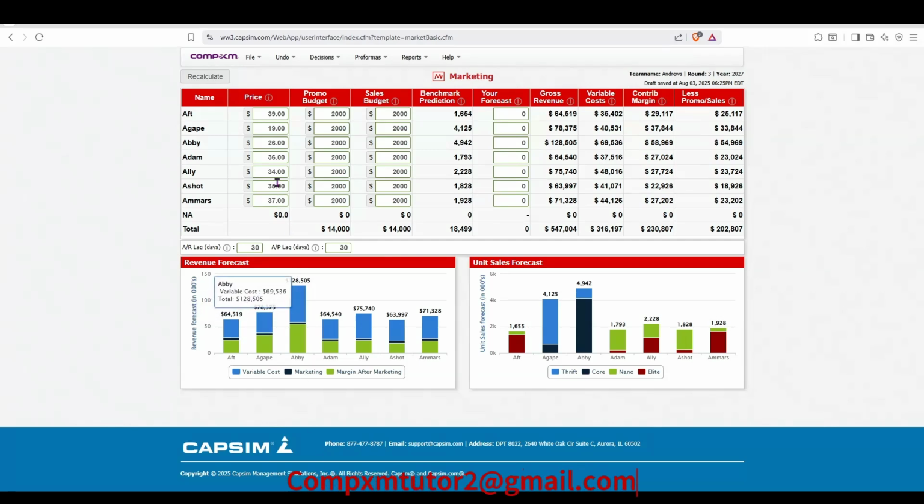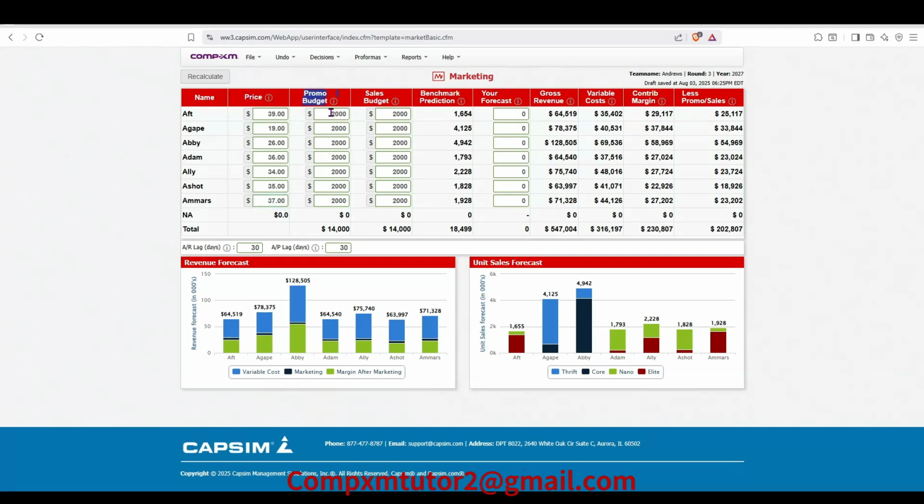Next is actually the marketing department. And under the marketing department, you're talking about the price, the promo budget, the sales budget, and the forecast part. So for the pricing of the products, I decided to maintain almost all our prices. I introduced these prices in round 2, so I just decided to maintain them. Aft at 39, Agep 19, Abi 26, Adam 36, Ali 34, Ashot 34, and Amas 37.